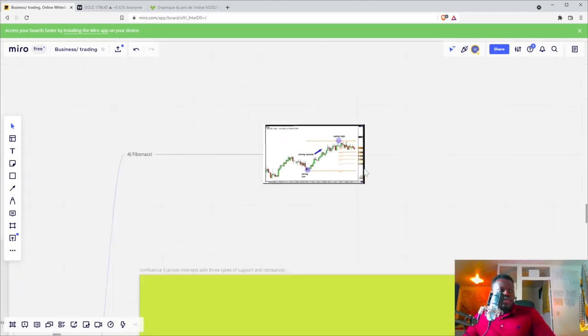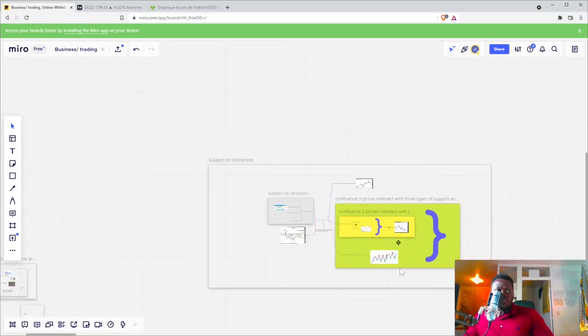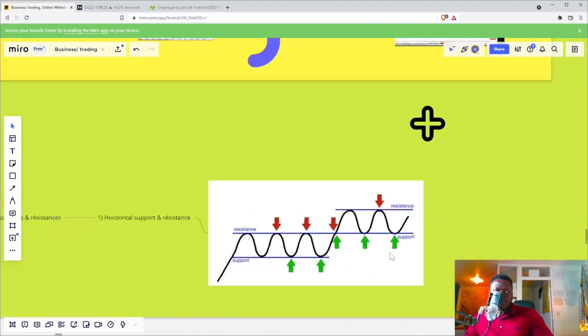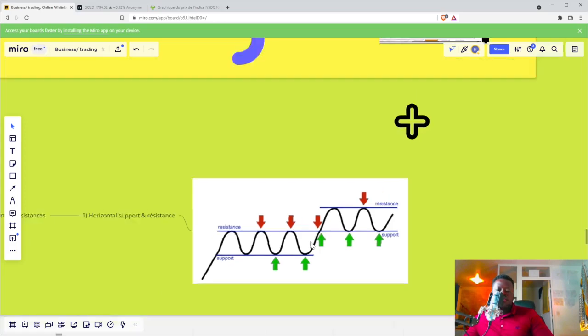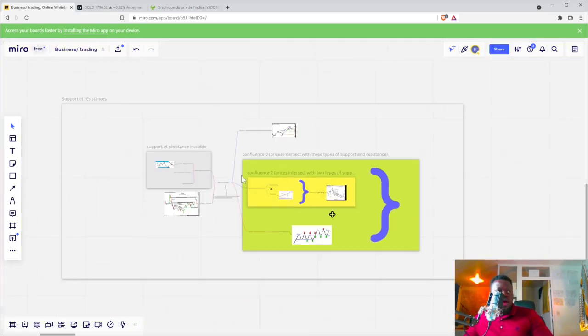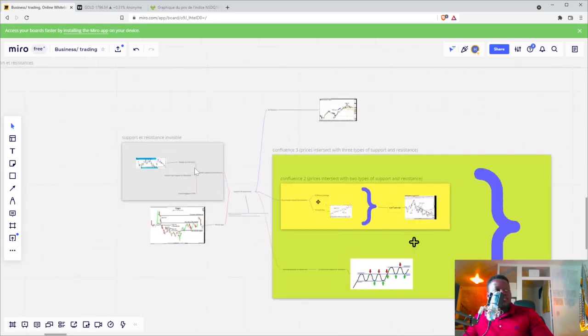One way to understand if your support and resistance are strong is, as you can see, the price hits this level more than one time. 1, 2, 3, 4, three times before going up. As you can see, that one is some kind of strong resistance. That one can be useful to understand too. All right, let's go to the next type of support and resistance.